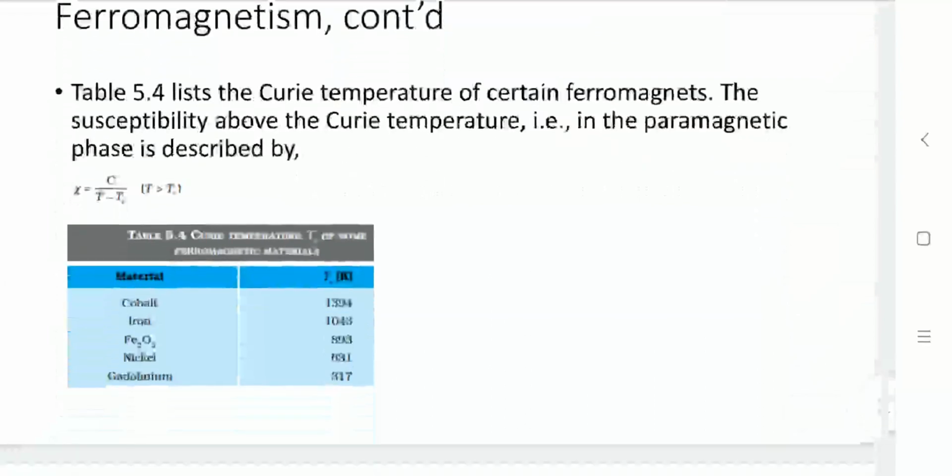Here the list of the temperatures is defined at which the ferromagnetism converts to paramagnetism. For different materials, for cobalt it's 1390 Kelvin. Likewise for nickel, 631 Kelvin.